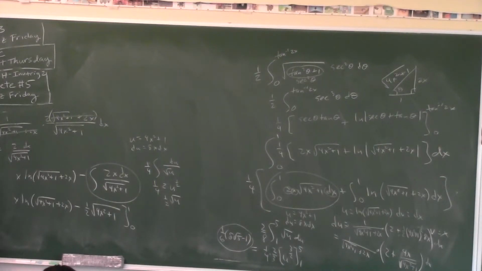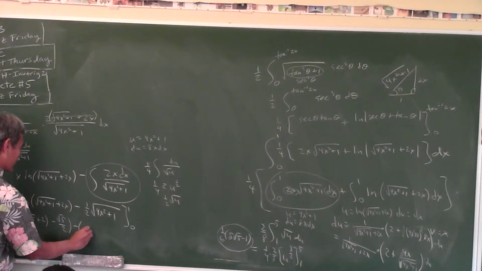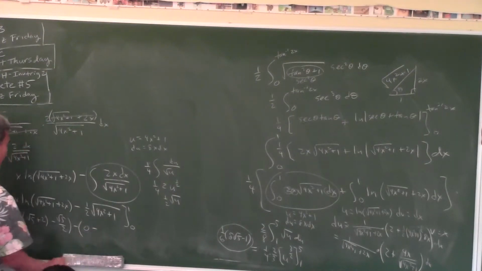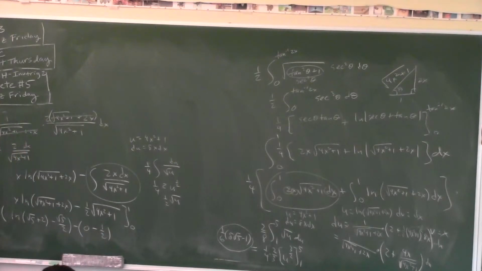Okay, plug in the top number. Natural log root 5 plus 2 minus root 5 over 2 minus, if you plug in 0, you get 0 minus 1/2. You guys better at least be checking to see if I'm making a mistake.